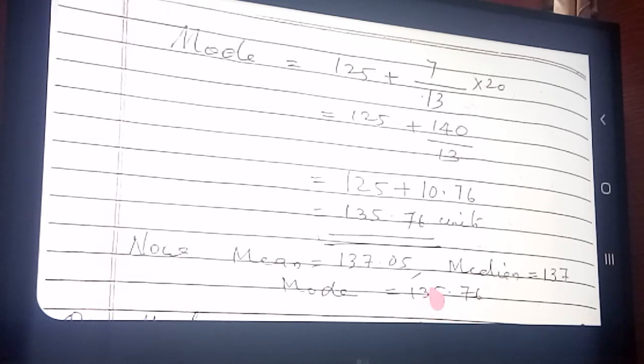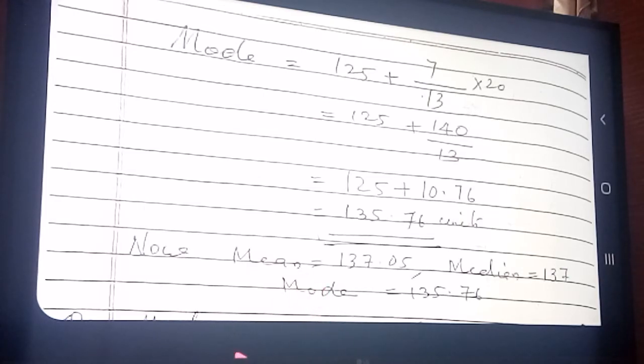Very minute difference only coming. Okay, therefore we can accept these three as the measures of central tendency. Now, next question number 2. That is where you want to find out the missing frequency. That is a very important type of sum.